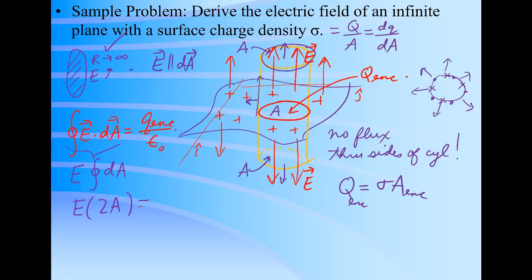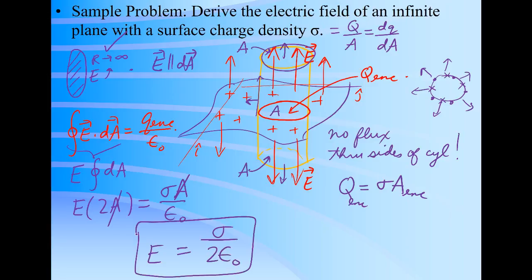That's awesome because Q enclosed is just sigma A over epsilon naught. And now just look at how pretty this is. The A's cancel and the electric field is sigma over 2 epsilon naught. And that is exactly what we got previously with the disk that then turned into an infinite plane.